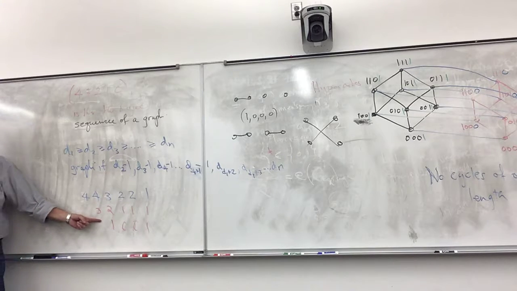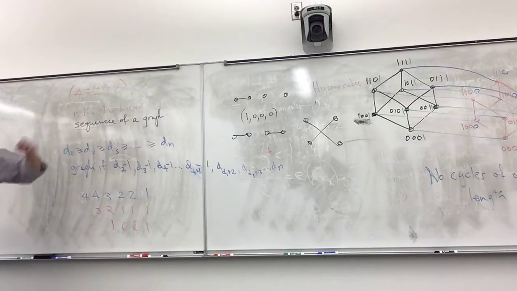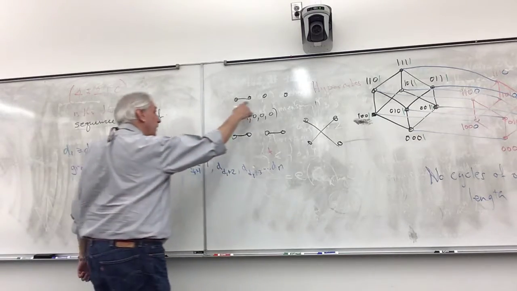Yes. In fact, what's a graph with degree sequence 1 0 0 1 look like? How many vertices? 4. And the degrees are 1, 0, 0, and 1. So the graph must look like this.